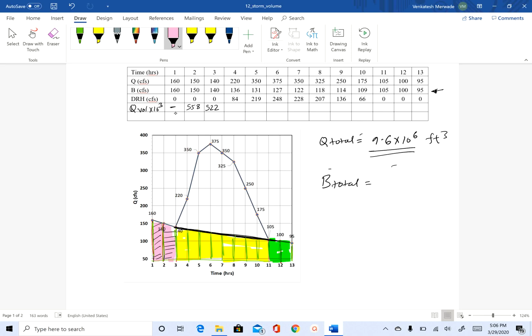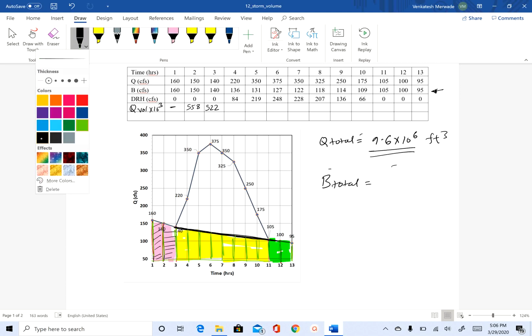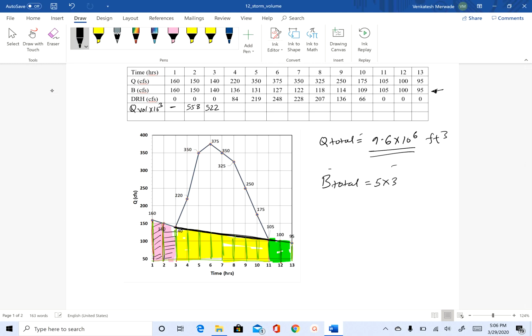So if you want, you can do this for each individual, or you can just do this for these three different colors that I'm showing here. I have already done that for you. If you do this correctly, the total volume that you should get is 5.33 times 10 to the power of 6.